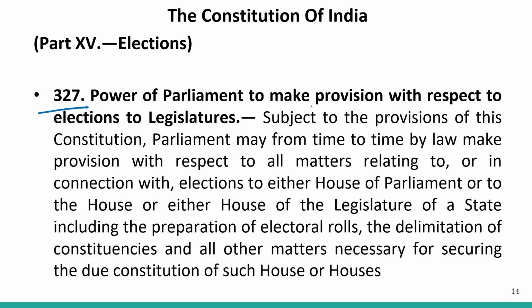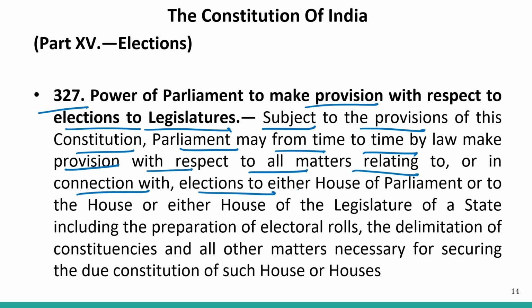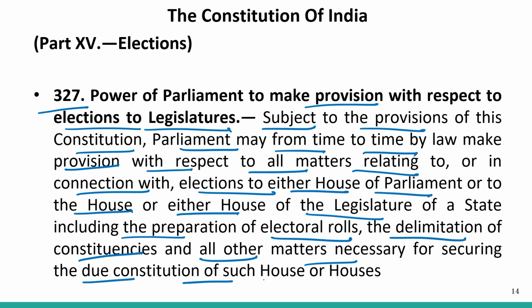Now, the power of Parliament to make provisions with respect to the elections to the legislatures. This particularly is not that important for you, but a superficial reading will be sufficient. Subject to the provisions of this Constitution, Parliament may from time to time by law make provisions with respect to all matters relating to or in connection with elections to either House of Parliament or to the House or either House of the legislature of a State, including the preparation of electoral rolls, the delimitation of constituencies, and other matters necessary for securing the due constitution of such House or Houses. Okay. Now, this is not due constitution, actually, this is due consultation of such House or Houses.